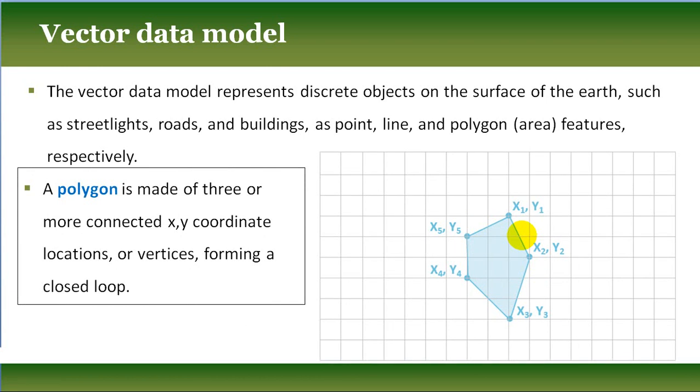A polygon is made of three or more connected xy coordinate locations or vertices, forming a closed loop. So multiple vertices are connected with each other and create a closed loop.